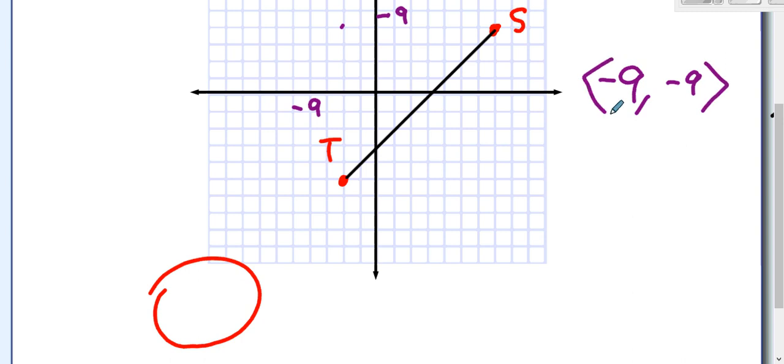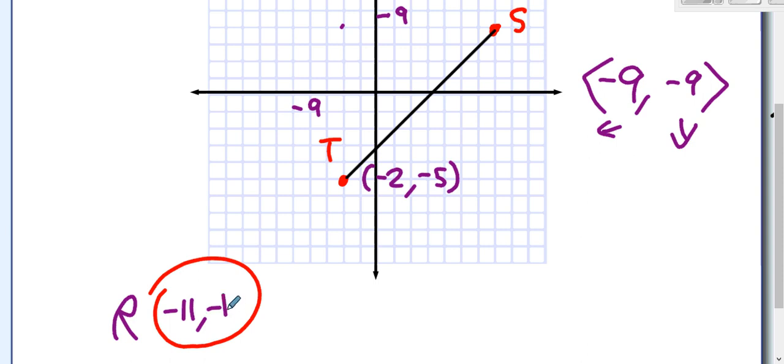So that's what we're going to do. We got to do that vector one more time to get from T down to R over here somewhere. So if we're currently at -2, -5, and we're going 9 to the left and 9 down, we're at -2, we're going 9 to the left. Where are we going to end up at? -11. We're at -5, we're going down 9 more, -14. That's where R is going to end up.